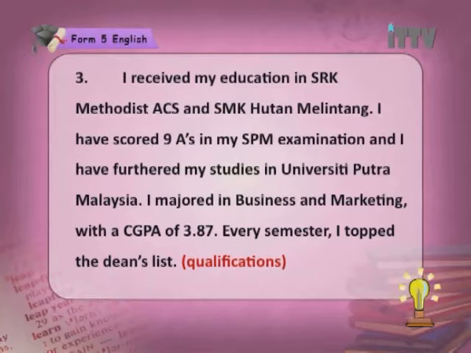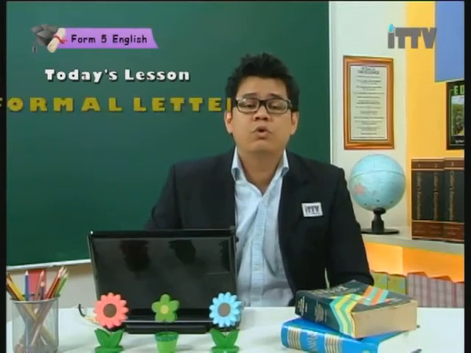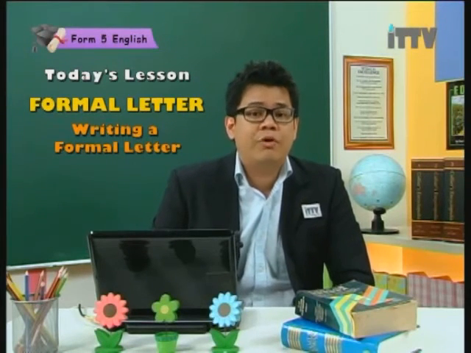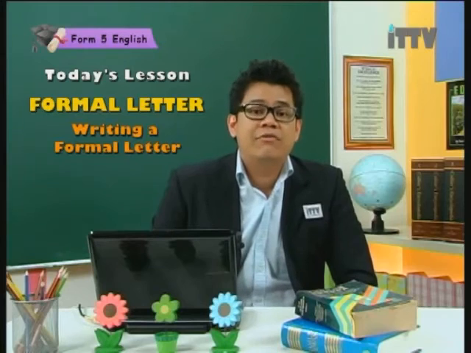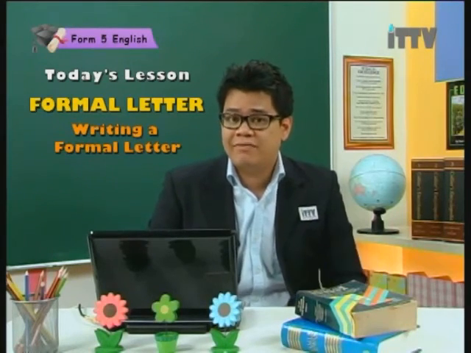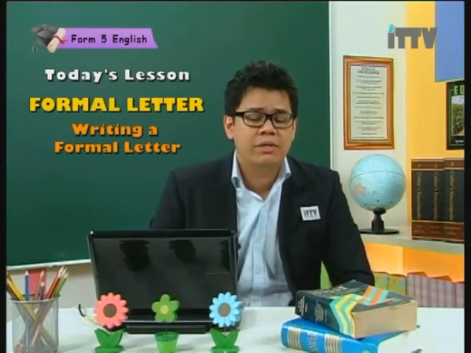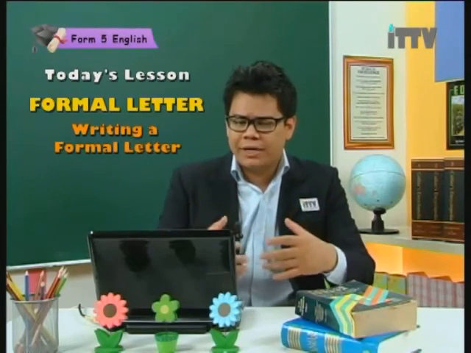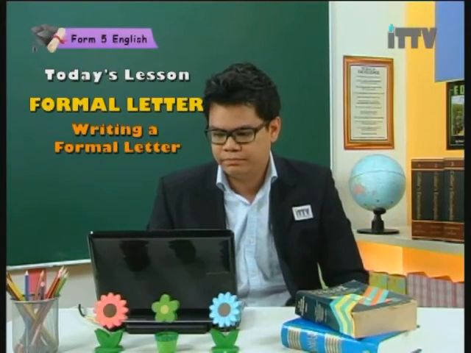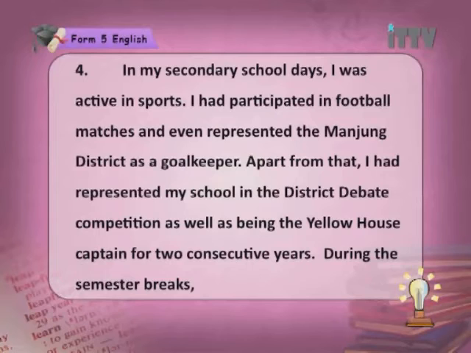Now in the third paragraph, you are now showing them your qualifications. For those of you who do not know about university scores, 3.87 is very good. If you get 4, it means you have done perfectly. So 3.87 means this person is a very good student. So you're telling your employer about your qualification. Now let's move on. Now let's look at paragraph 4.